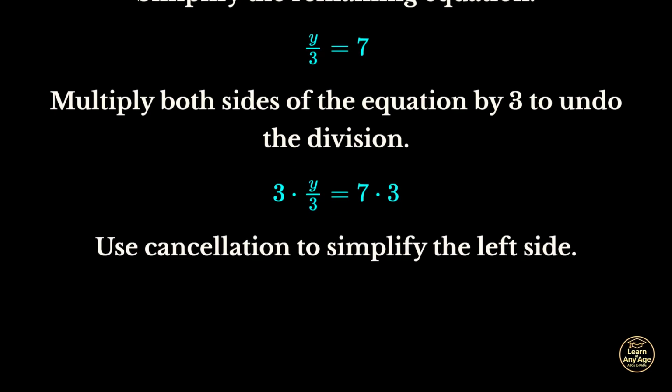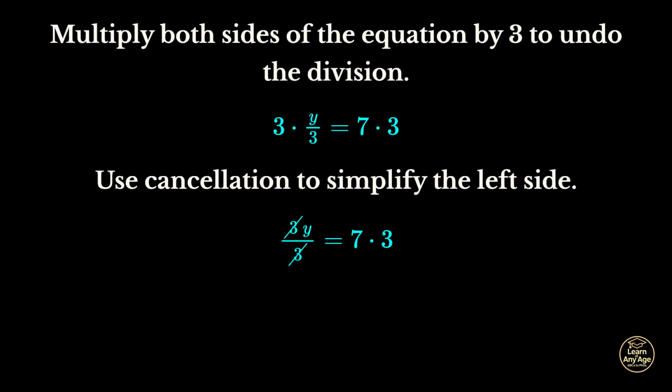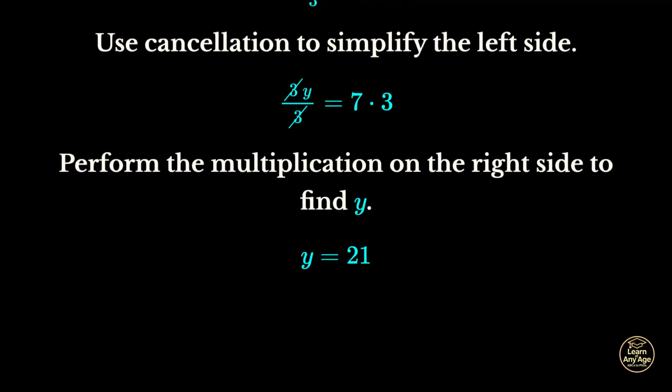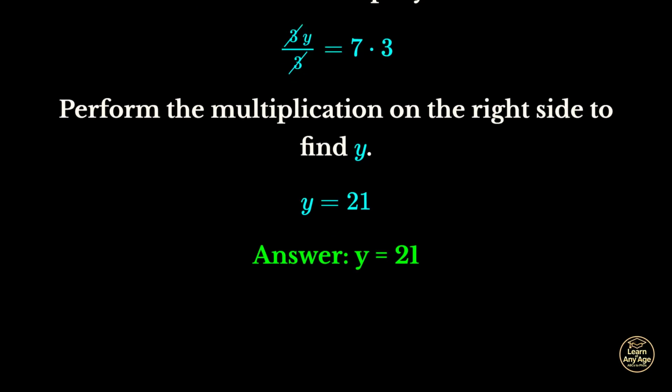Use cancellation to simplify the left side. The 3 cancels out, y over 3 cancels out, equals 7 times 3. Perform the multiplication on the right side to find y. y equals 21. Answer: y equals 21.